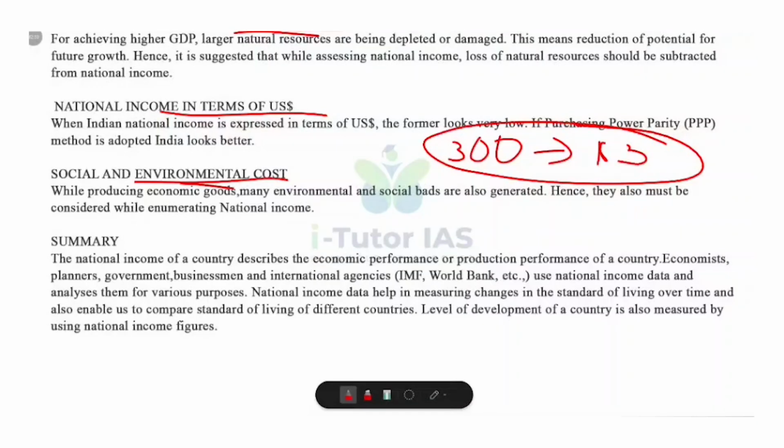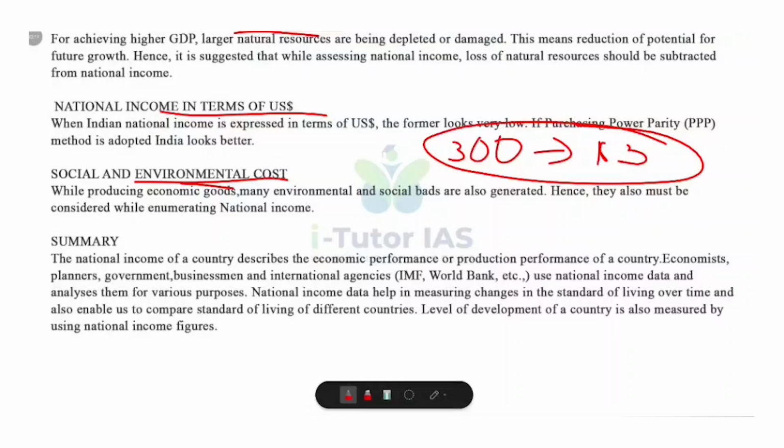Now social and environmental cost. Economic production often causes social and environmental damage such as pollution of air, water and soil, deforestation and loss of biodiversity and so on. So these costs reduce the welfare of society, but traditional national income accounts, that is GDP or national income, ignore them. So to get a true picture of welfare, economists suggest subtracting social and environmental costs from national income.